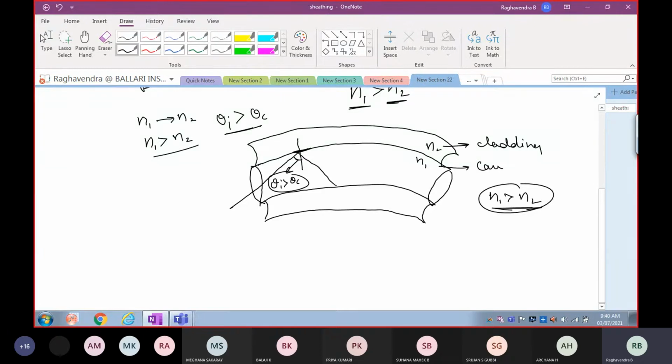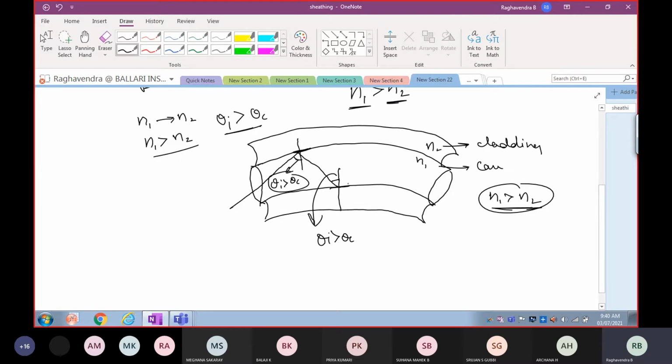Therefore, it undergoes total internal reflection and it will be incident on the interface which is opposite to the previous one. So here also the angle of incidence is greater than the critical angle and N1 is also greater than N2.